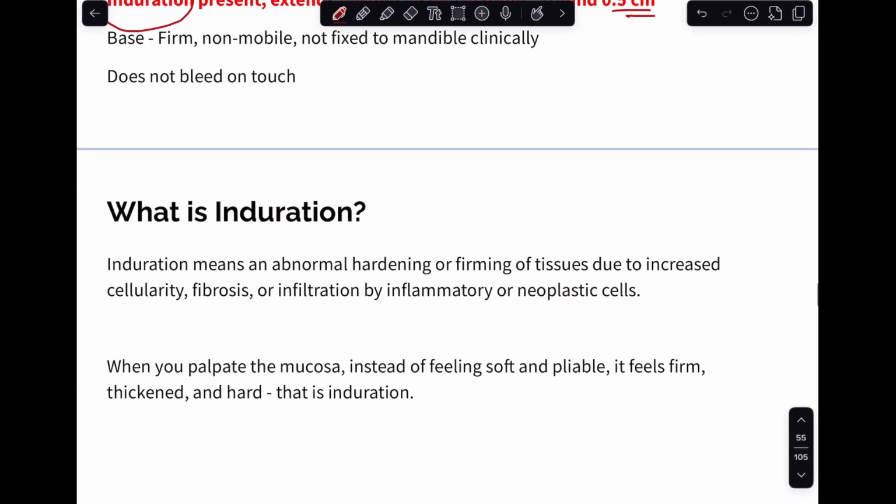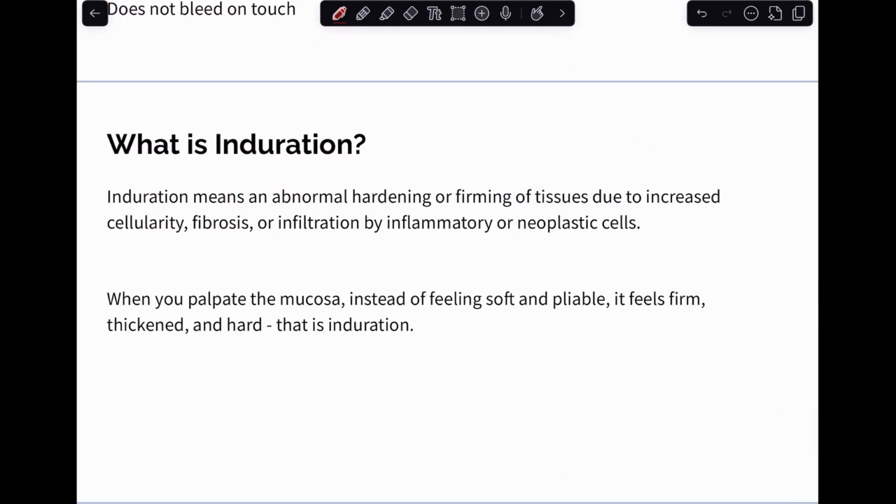So, induration is basically an abnormal hardening or firming of tissue that occurs because of increased cellularity, fibrosis, or infiltration by inflammatory or neoplastic cells. So, if this is a malignant ulcer, induration will actually be the area around it, which when you palpate you will feel that there's an abnormal firmness in the tissue. It is not as pliable as the normal mucosa is. So this firm, thickened, hard feeling that you're feeling, this is induration.